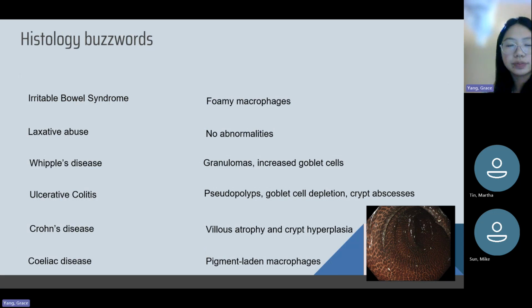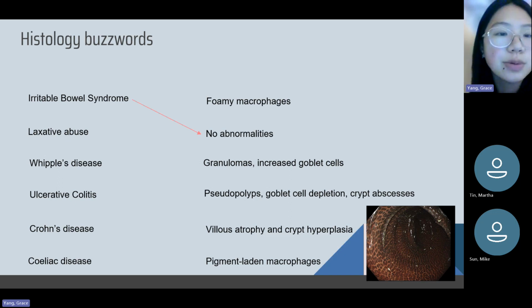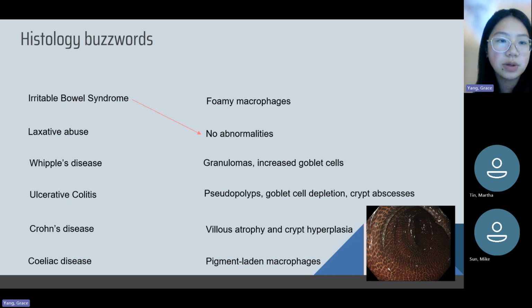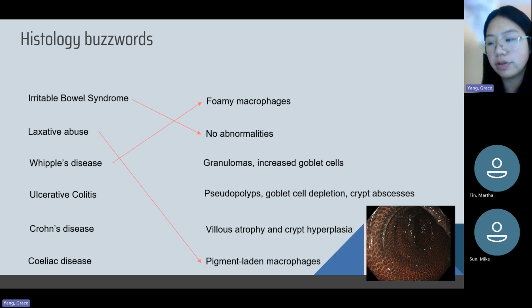So, if you see these buzzwords, what do you think of? Foaming macrophages is irritable bowel syndrome, no abnormalities. Laxative abuse, you can see these pigment-laden macrophages. So this on the right is the colonoscopy, and it's called melanosis coli. It's not very pleasant. Whipple's disease, we have what's called foamy macrophages.